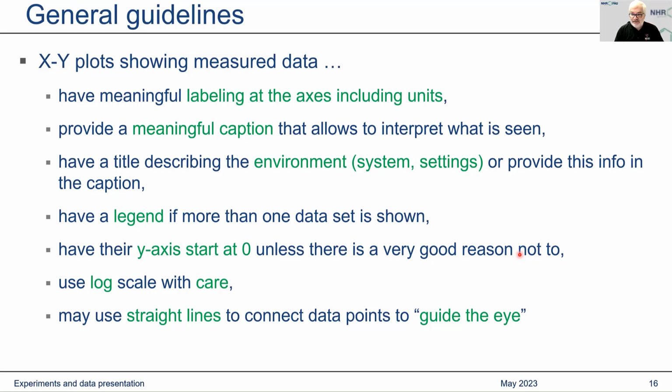Use log scale with care. That's important. Using a log scale can be very useful and instructive if you need to cover several orders of magnitude, but it can also hide important differences. It could diminish the difference, the ratio between two data sets, and it's actually a very good way to sugarcoat your data. And finally, as I mentioned in the beginning, you may use straight lines to connect data points to guide the eye. It's not forbidden to include straight lines, even though there are no measurements between the data points. It's just to guide the eye.